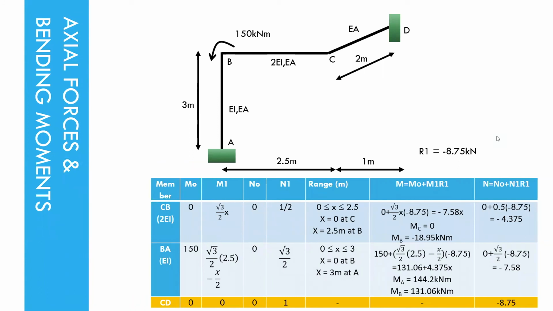For example, to get the bending equation for section CB, we use M0 plus M1 multiplied by R1. We can also determine the bending moment at a specific point by substituting the value of X. Say at B, X is equal to 2.5. We can substitute X equal to 2.5 into the bending equation, negative 7.58X, and we get MB is equal to negative 18.95 kilonewton meter.